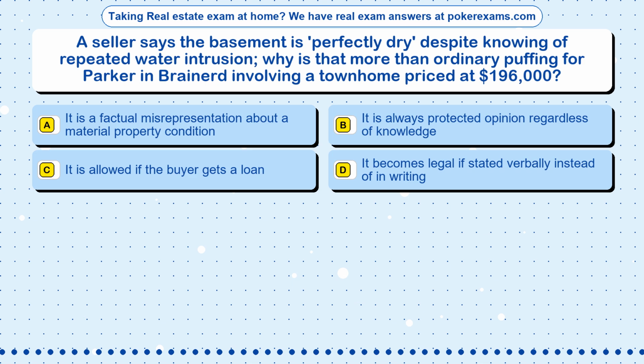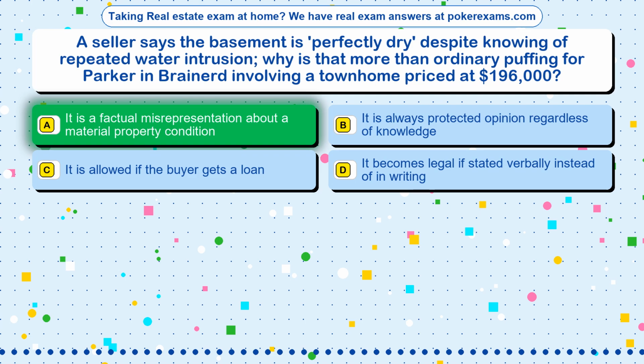Question 49. A seller says the basement is perfectly dry despite knowing of repeated water intrusion. Why is that more than ordinary puffing for Parker and Brainerd involving a townhome priced at $196,000? Option A. It is a factual misrepresentation about a material property condition. Option B. It is always protected opinion regardless of knowledge. Option C. It is allowed if the buyer gets a loan. Option D. It becomes legal if stated verbally instead of in writing.